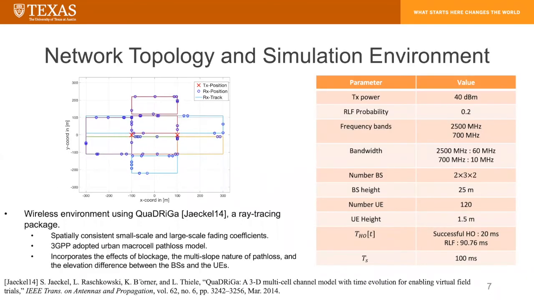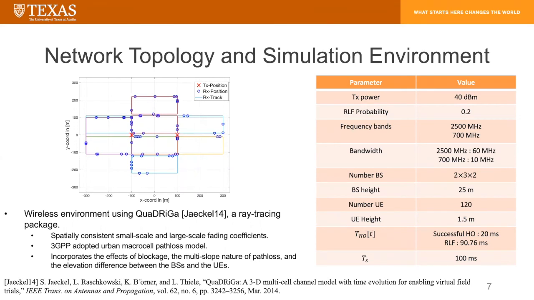To simulate the wireless environment, we use the Quadriga package, which has two major advantages. First, the channel models and parameters are in alignment with the 3GPP standard. And secondly, it is capable of generating spatially consistent channel coefficients, which is very important for a mobility management study because it is essentially these correlations across space and time that we want to understand and exploit for an intelligent handover strategy.